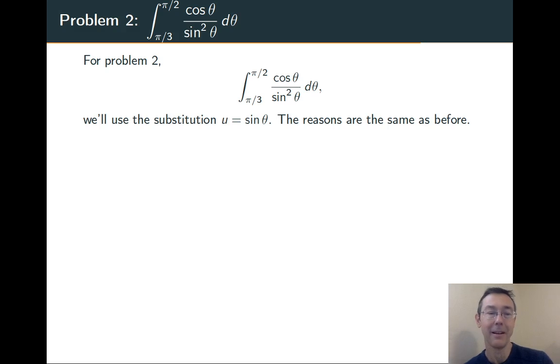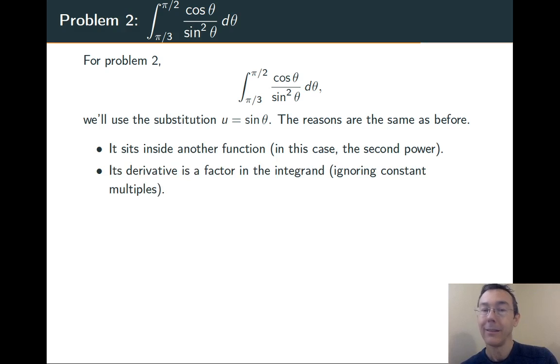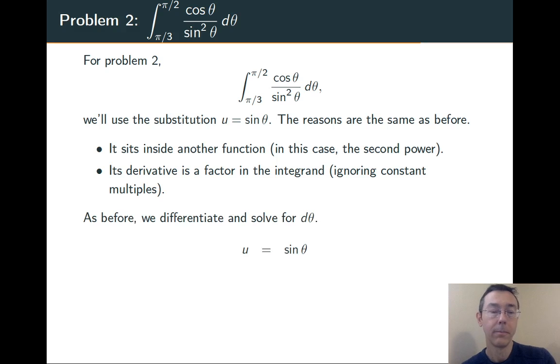We're going to use u equals sine of theta for exactly the same two reasons as before. First of all, it's an inside function. It's inside the second power, the square function, there in the denominator. Second of all, its derivative is cosine. Cosine's a factor in this integral.